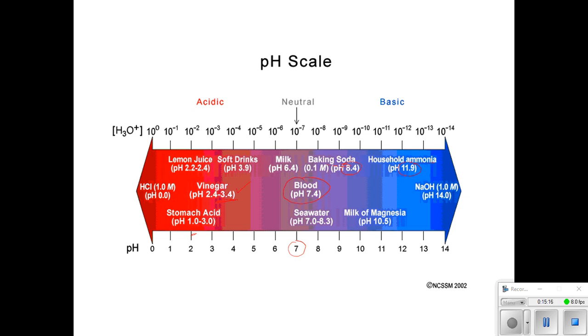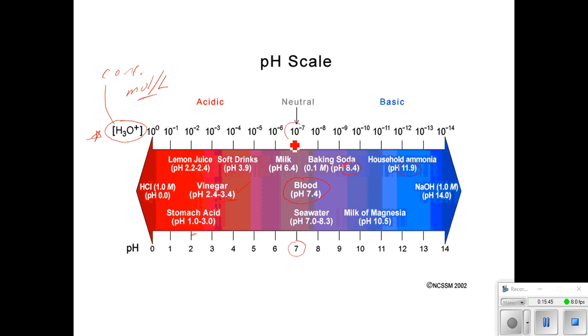But this pH scale shows something else that's really important for Science 30, and that is this right here, hydronium ion, and the square brackets means concentration. The concentration of hydronium ions, and the units for concentration are moles per liter. So all of these numbers here, 10 to the negative 2, 10 to the negative 4, 10 to the negative 7, those are all of the concentrations in moles per liter.